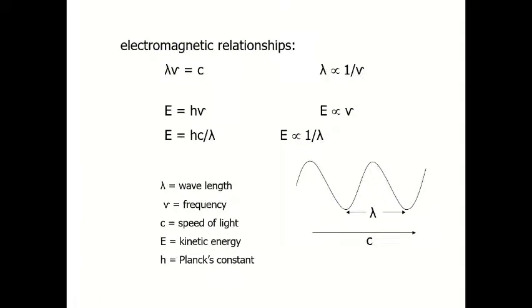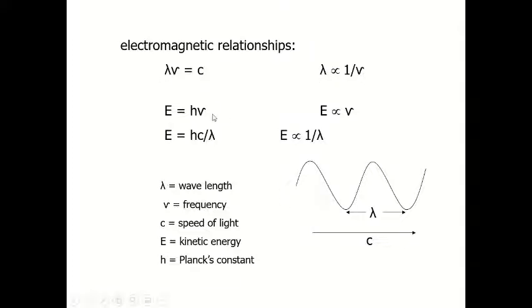Now, we will come with the formulas to understand better the relationship between energy, wavelength, and frequency. As we can see here, we have the relationship between wavelength and frequency. Wavelength times frequency is going to be the speed of light. And from this equation, you can realize that frequency and wavelength are inversely proportional.